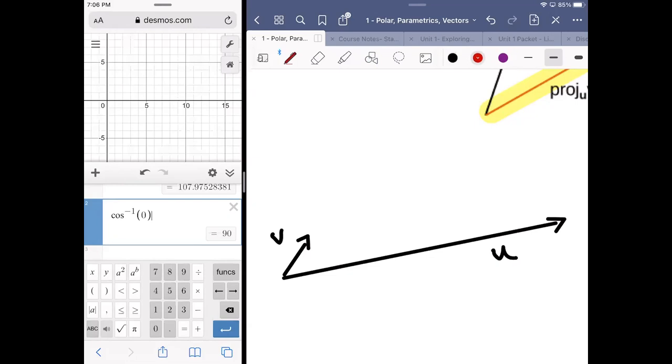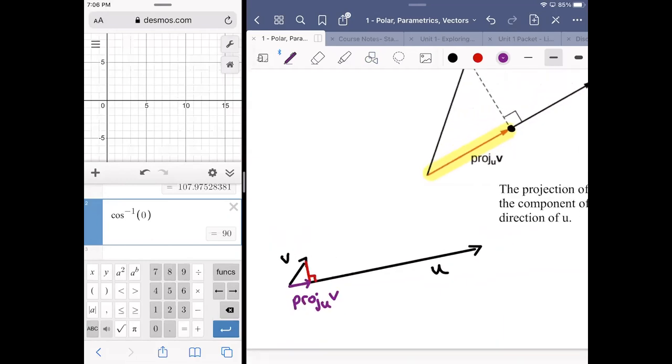So what we would do is drop an altitude. This little line segment here, which I'll do in purple, that little teensy tiny smidge of nothing, that is the projection of v upon u. Just that little guy. So it all depends on what each one is contributing.